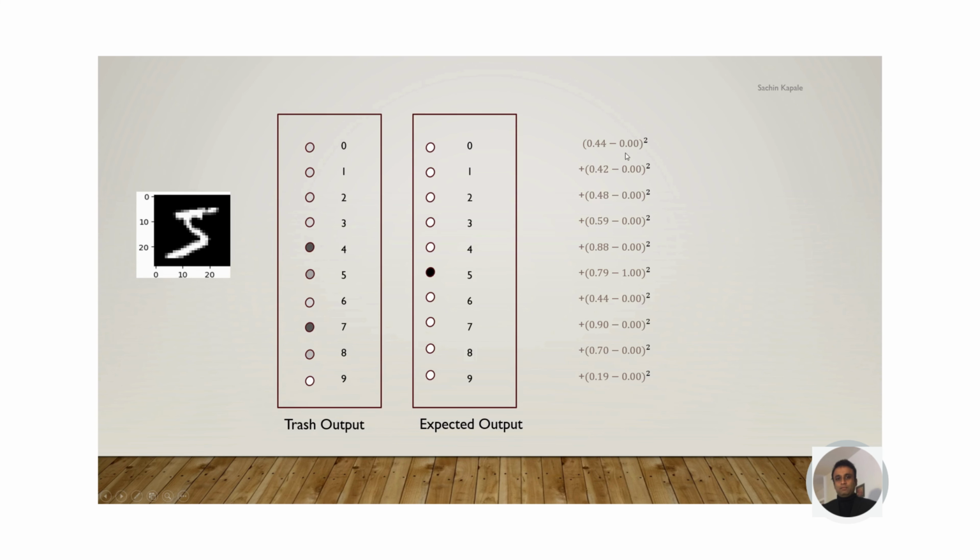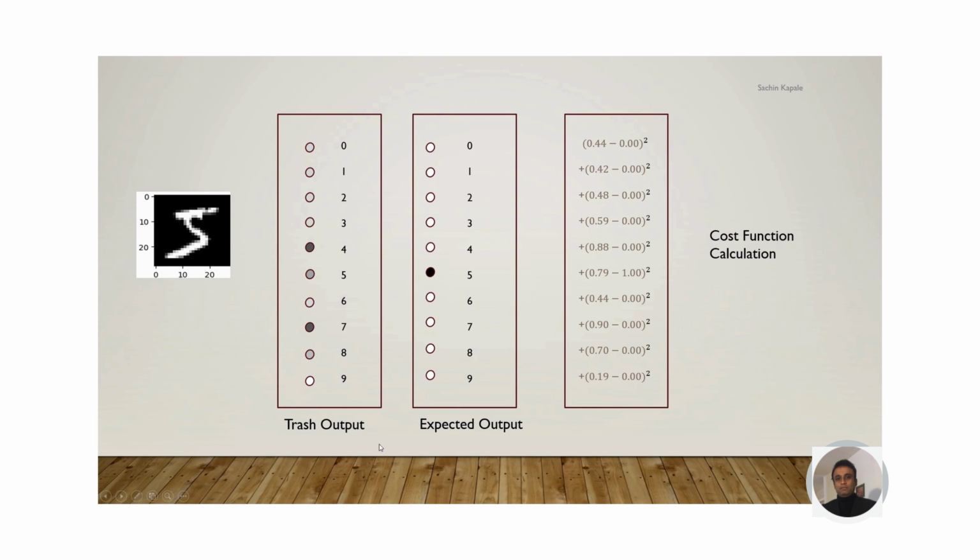We are taking the difference of it, squaring it, and adding all of them up. That is one way when you're trying to solve this kind of problem where you are trying to read handwritten content or something. This way of calculating cost or loss functions can be used and should be used, and these are the standards actually.